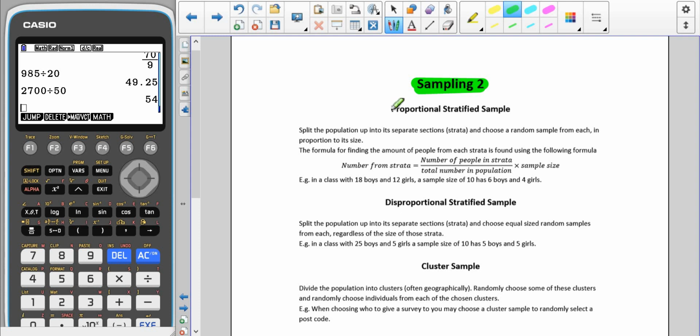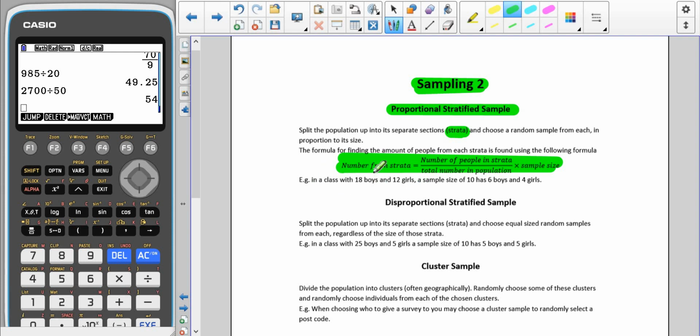To start off with, we're having a look at the proportional stratified sample. So this is where we split our group into separate sections, also known as strata, and we choose a random sample from each in proportion to the size of the group. This is actually performing a simple random sample within the groups, and I'll explain that when we get onto the examples. So the formula for deciding how many people from each group we're going to choose is the number of people within the strata, so within the group, divided by the total population times the sample size.